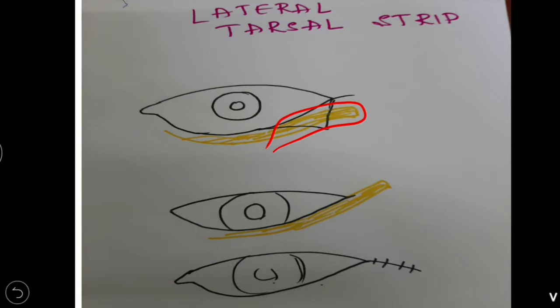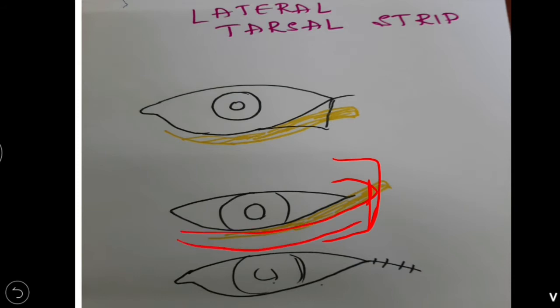Then the excess of the tarsal plate can be cut, or you can directly suture some point here to the periosteum of the lateral orbital wall. So if this is the lateral orbital wall, there is periosteum all over here. So you can suture this part to the periosteum. Thereby you are straightening the lower lid. So the horizontal lid laxity is corrected. So this is how it finally looks. Even the excess of skin can also be excised. This is about lateral tarsal strip.